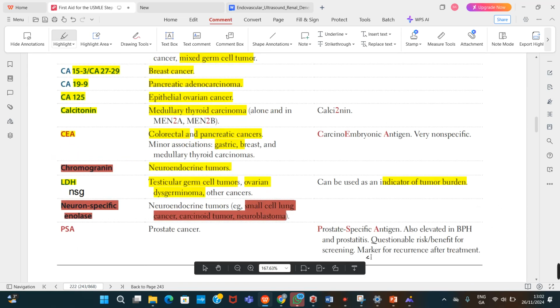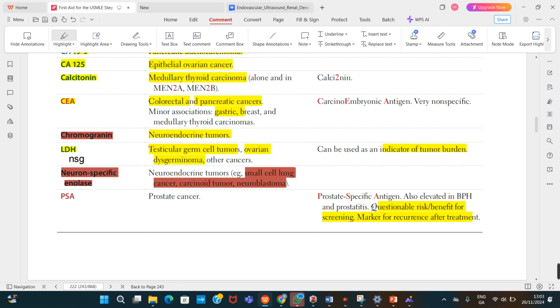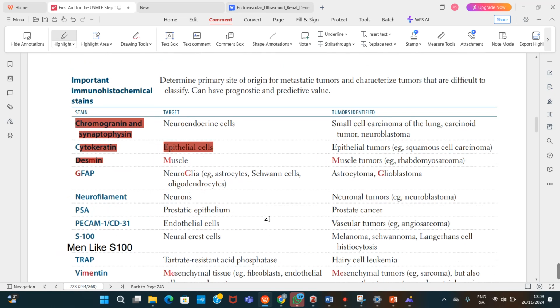It is a marker for recurrence after treatment, so it's questionable for screening. They are still debating if it's needed or not. It can be elevated in other things not related to prostate cancer. Even simple prostate massage can elevate PSA. People with BPH can have elevated PSA, and people with prostatitis can have it too.